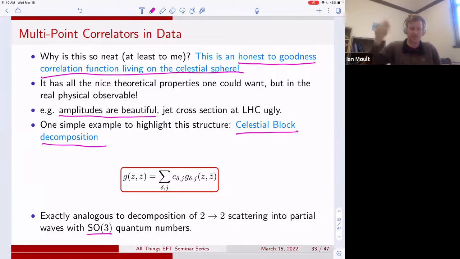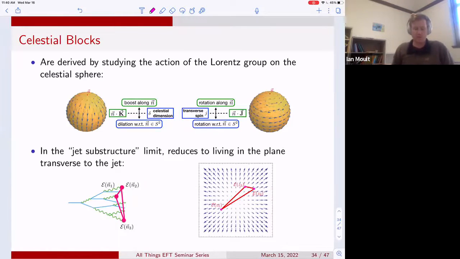And so here, this correlator is a function of z and z bar. You can do a similar decomposition into the appropriate partial waves of the Lorentz group, which live on your detector at infinity. The way that one derives these is by studying the action of the Lorentz group on your celestial sphere.